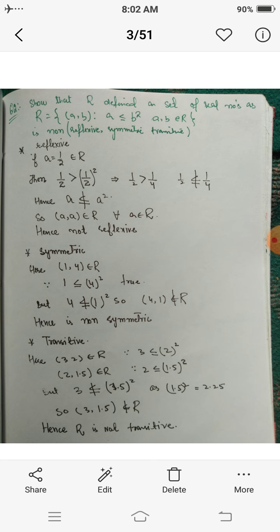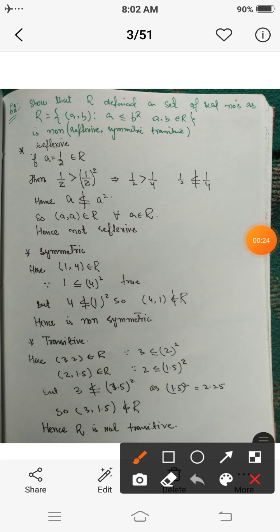Now here we have to prove that a relation R defined on the set of real numbers is defined as the set of all those ordered pairs (a, b), where a is real and b is real. This means that R is a relation on R by a less than or equal to b squared. Now this R contains only those ordered pairs whose first entry, that is a, is always less than or equal to b squared. We have to prove that this is neither reflexive nor symmetric nor transitive.